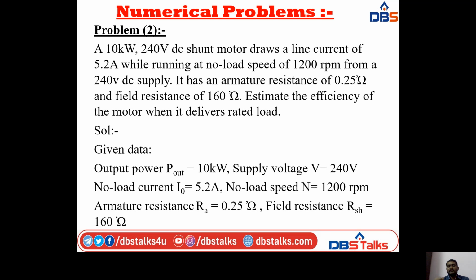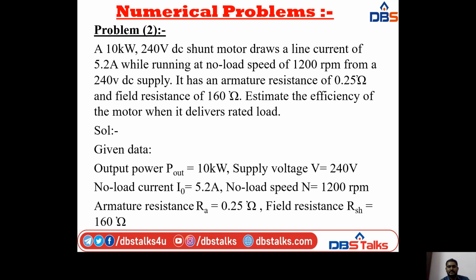By using this, we have to note down the given data, because here we have to calculate the efficiency value. From the given problem, the supply voltage is 240 volts and the output power is P out equal to 10 kilowatts. Next, they gave the no load current, 5.2 amperes, which is nothing but the line current. And next we have the no load speed N equal to 1200 rpm, armature resistance Ra equal to 0.25 ohms and field resistance 160 ohms. By using this data we have to calculate the efficiency of the DC motor.